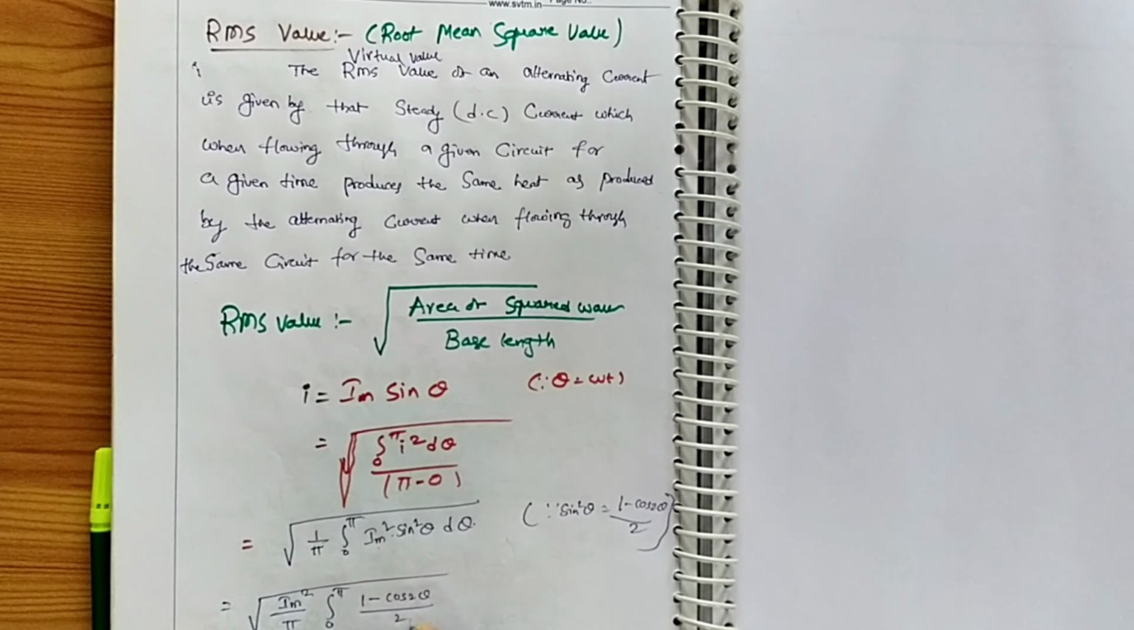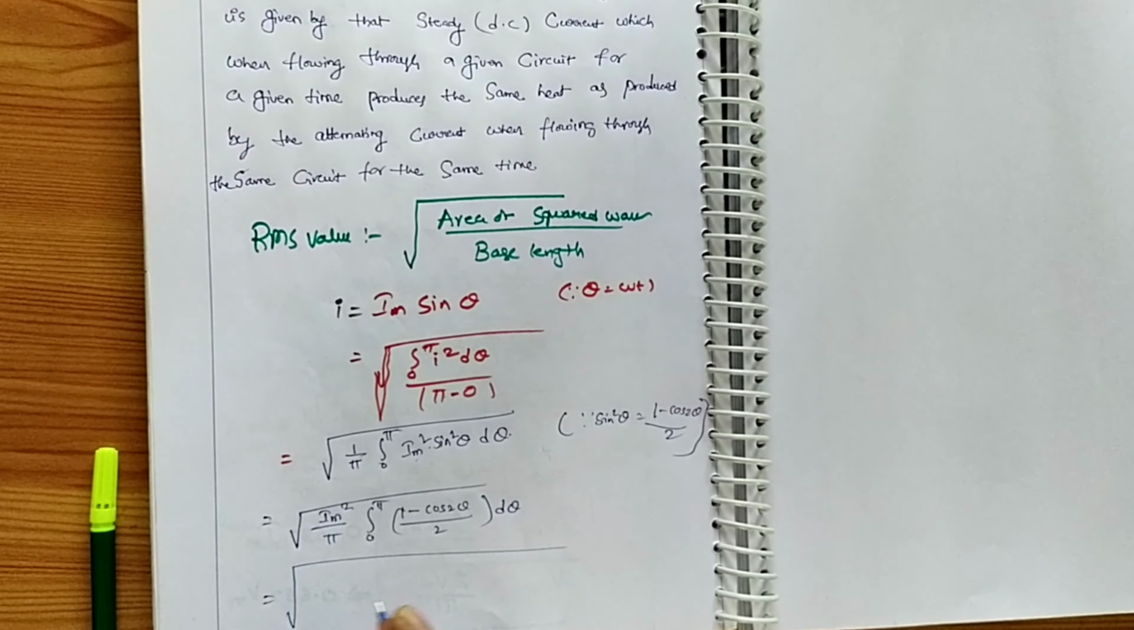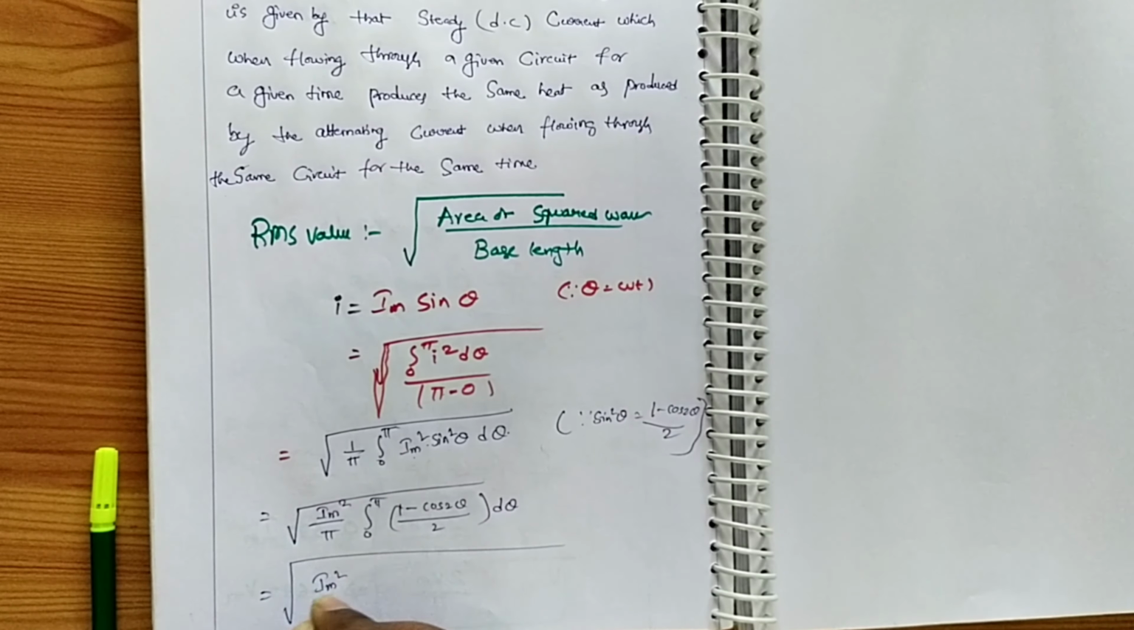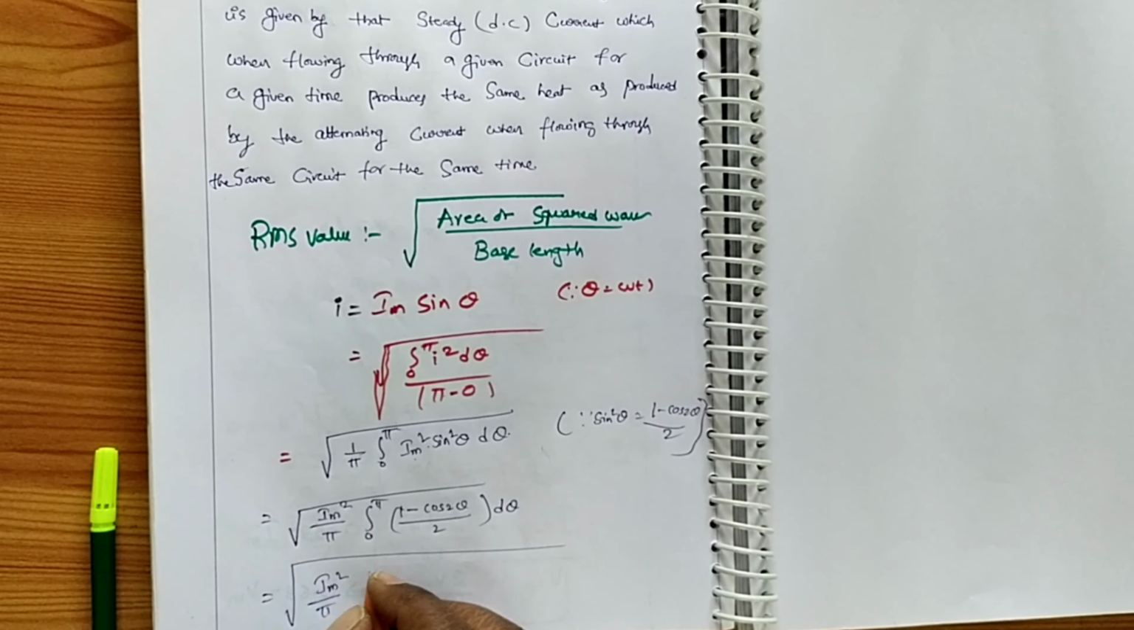If you do the integration of this, square root of Im square by pi, theta minus sin 2 theta by 2. If you substitute the limits and do the integration, pi minus sin 2 pi by 2, minus 0 minus sin 0 degrees by 2. It is another one by substituting the limits.